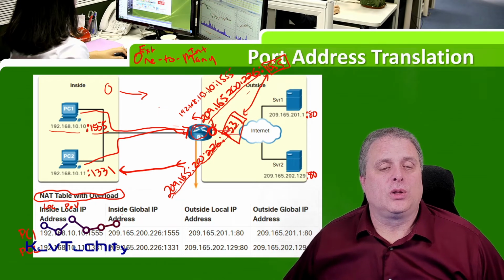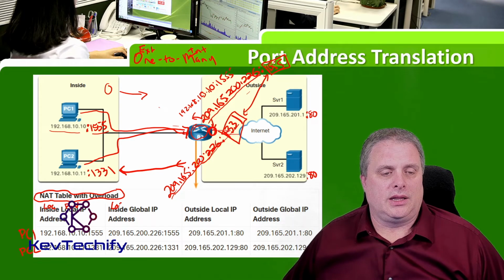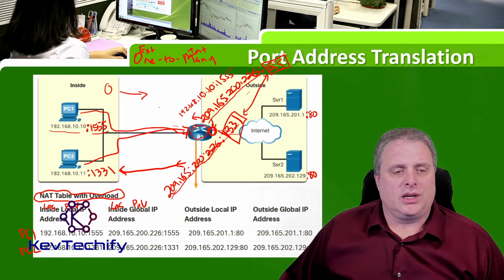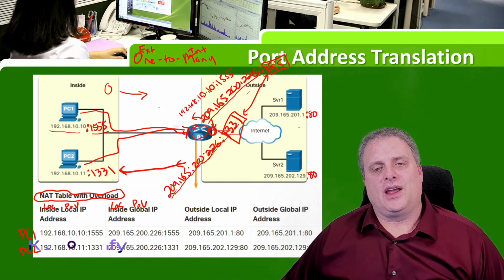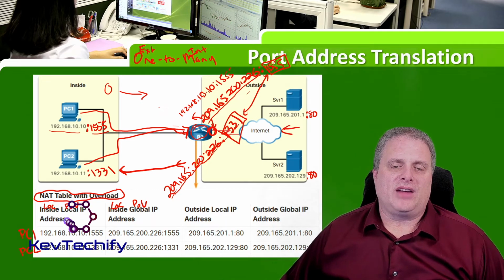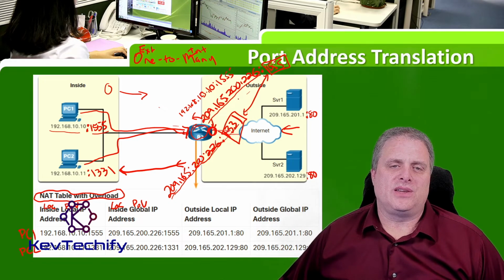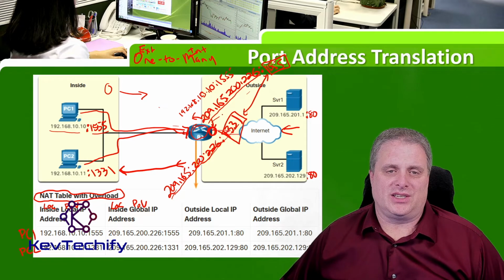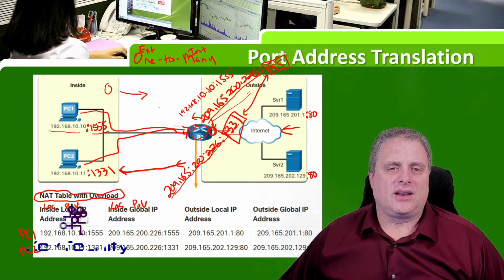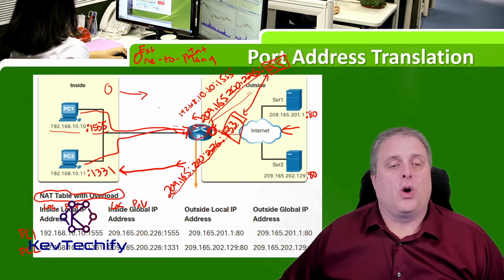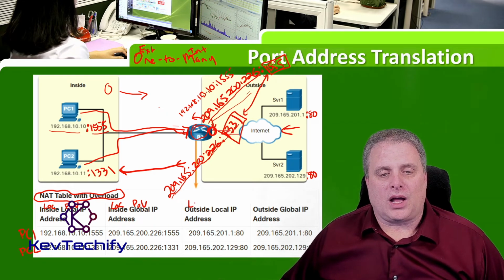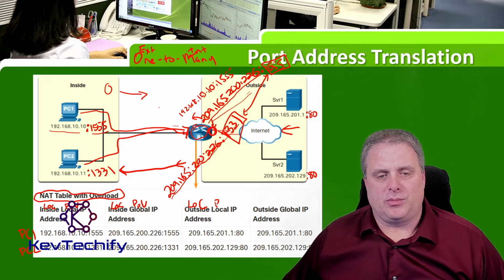Then we have the inside global addresses. Once again, the location is inside, our point of view is from the global point of view. So we're talking about the inside devices, but from the outside on the internet, what address do we have to go to? We have to go to the 209.165.200.26 address, because that's routable across the internet. And then we also append the port number so we can keep track of, in our port address translation, which device it's going to.